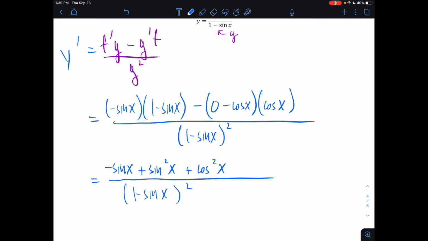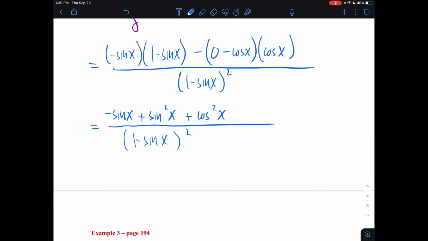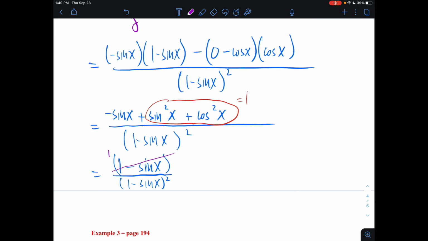And then what I have in the numerator is negative sine x plus what essentially is 1 by the Pythagorean identity, because again, sine squared x plus cosine squared x is equal to 1. So I'm just going to rewrite the numerator as 1 minus sine x, which has the exact same form as the factors in the denominator. So in fact, it was good that I didn't multiply out the denominator, because I can cancel out one factor of 1 minus sine x. And that leaves me with 1 in the numerator and 1 minus sine x in the denominator.